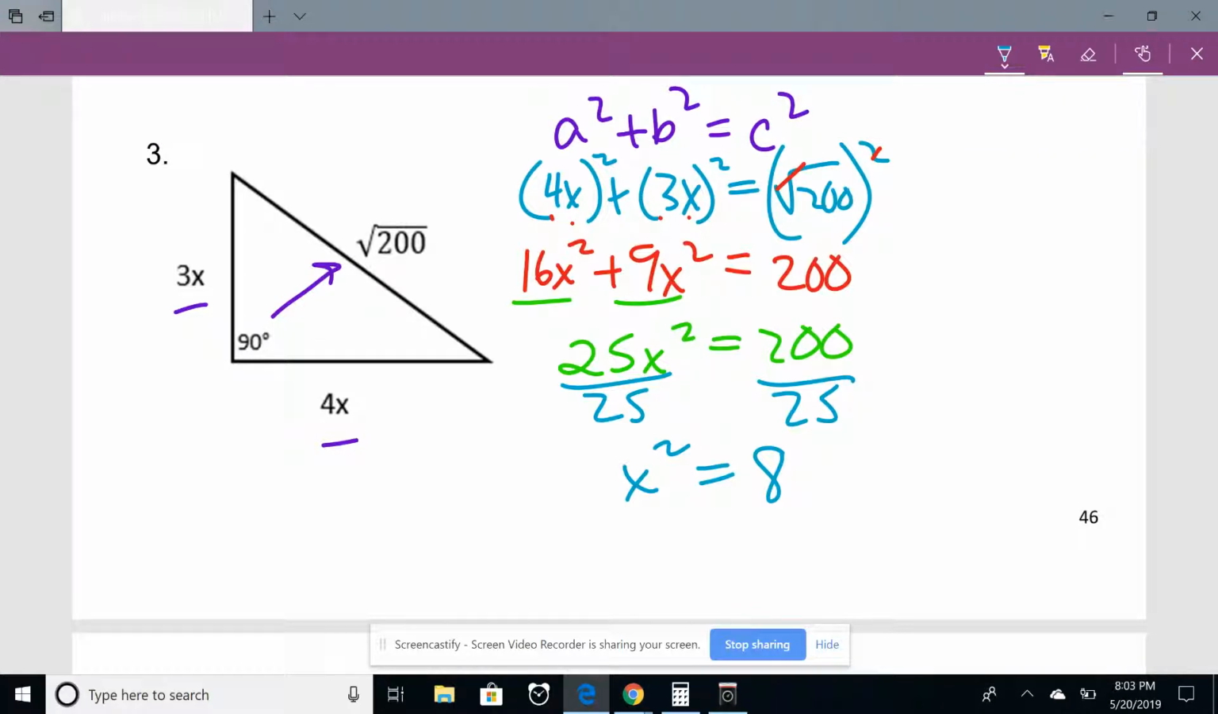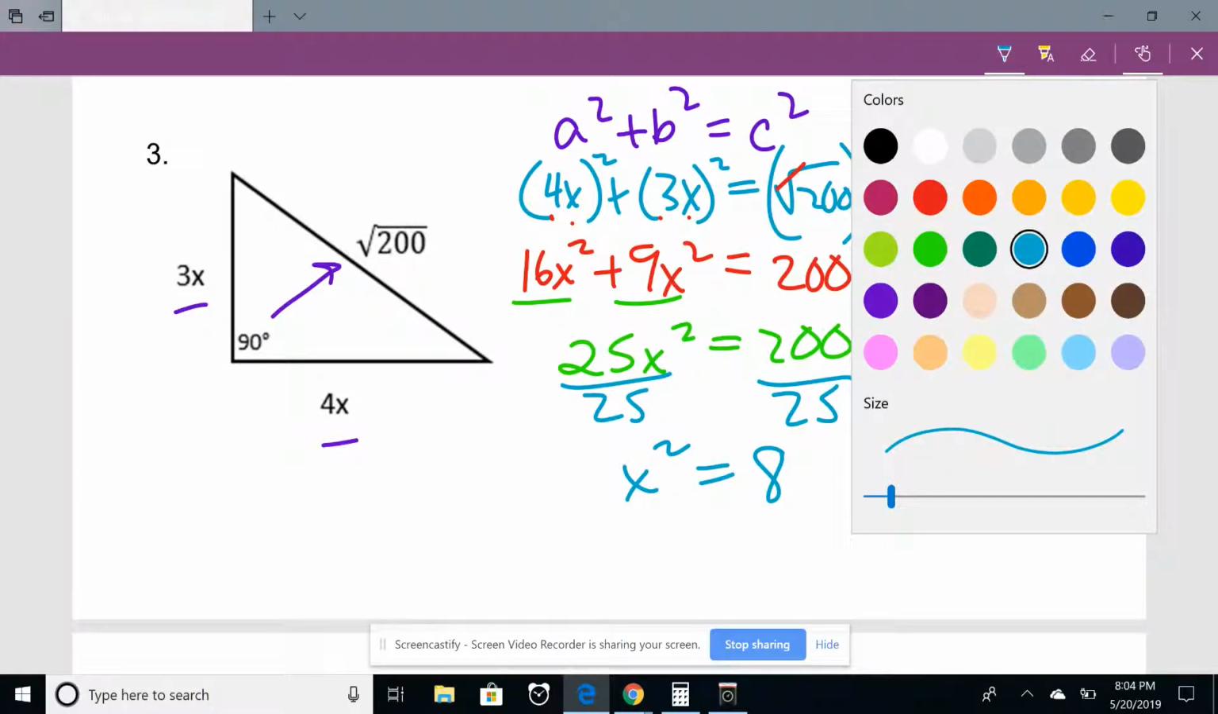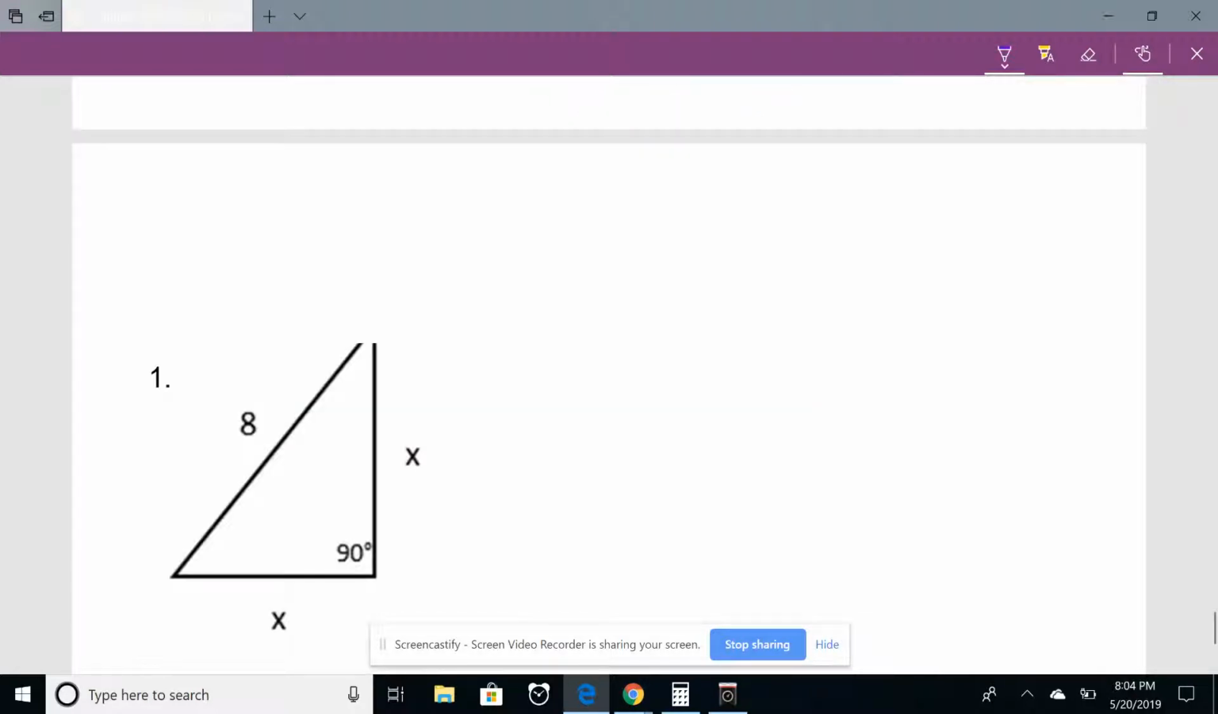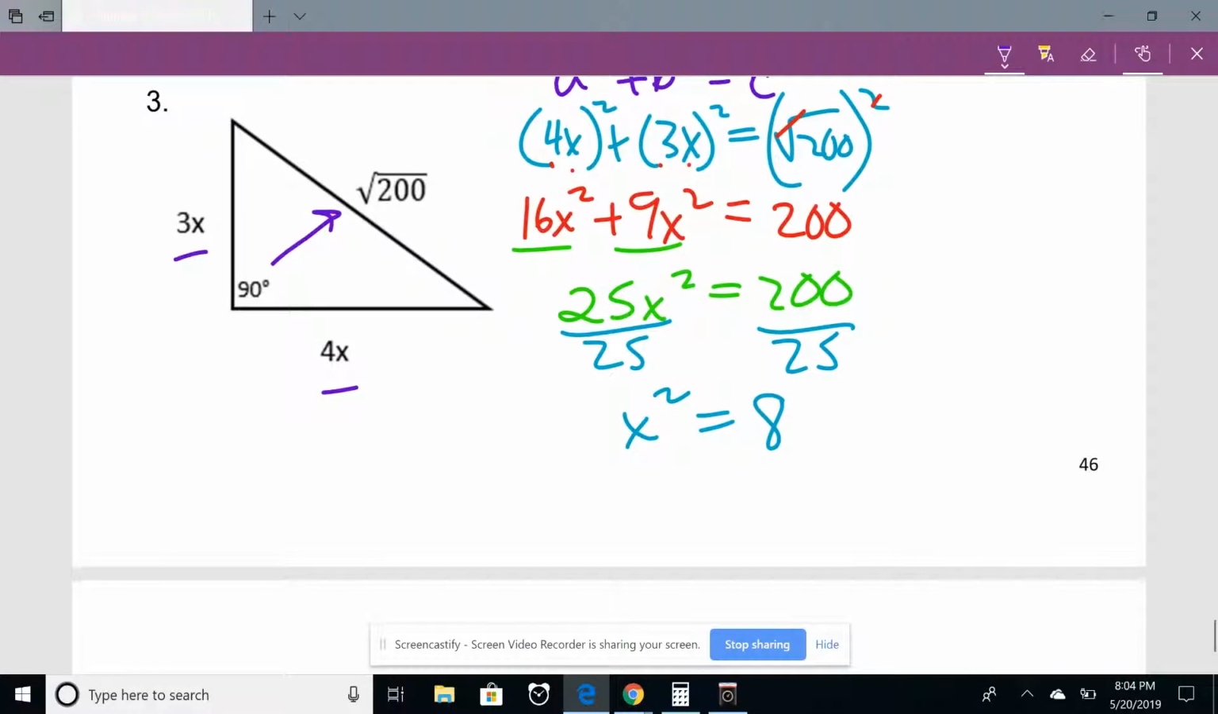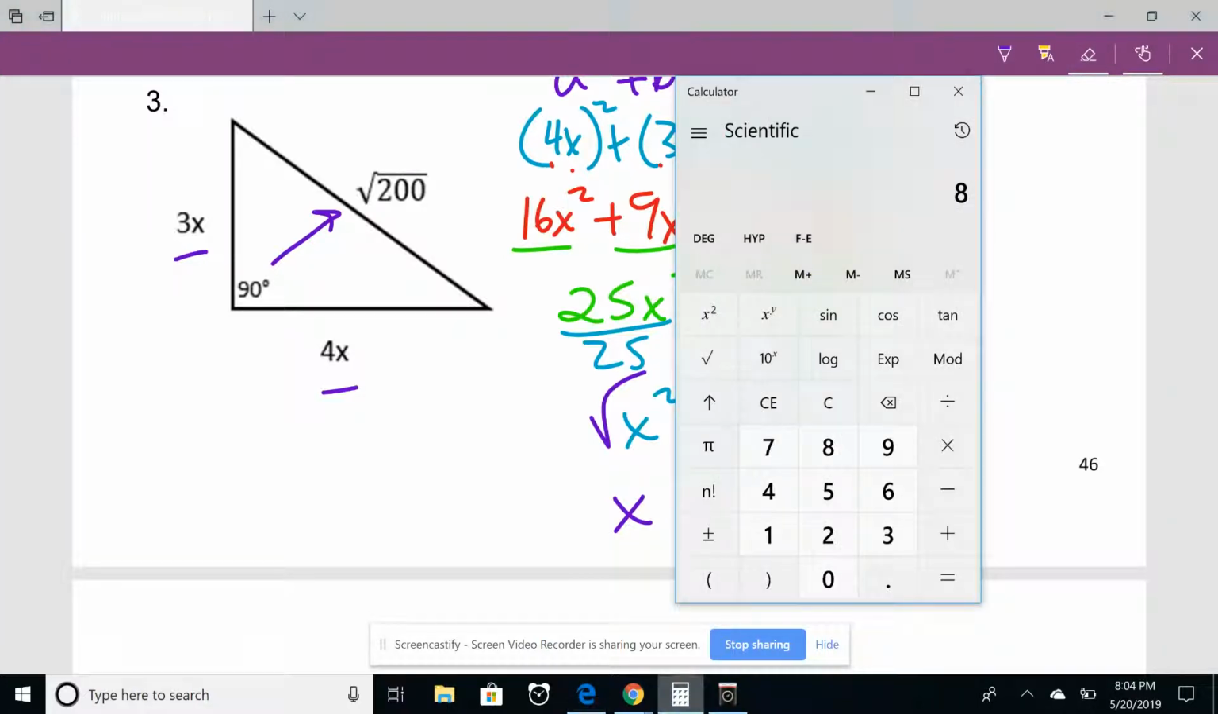Do they say round these? Let's see. No, we're just going to estimate. So both sides, square root of 8, which is about, I shouldn't say equals because it's not a perfect square, 2.8.